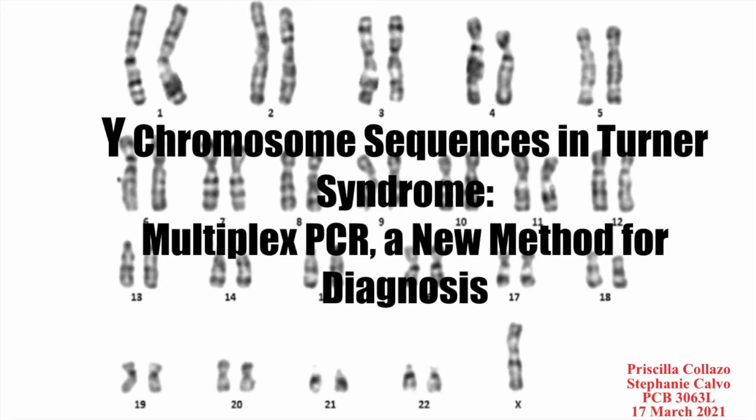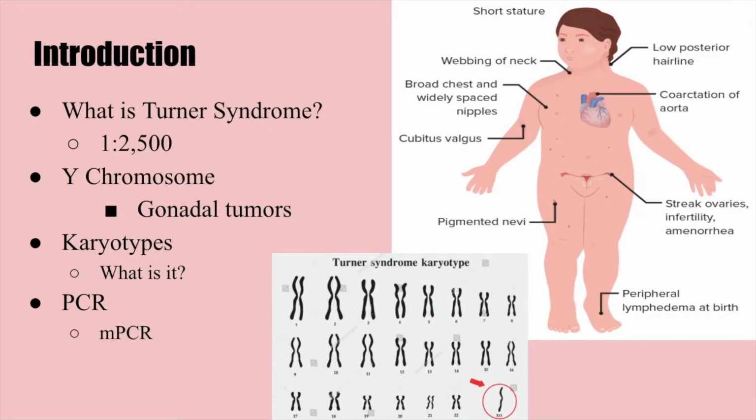And today we will be doing a presentation on a research paper titled Y Chromosome Sequences in Turner Syndrome, Multiplex PCR, a New Method for Diagnosis. This research paper will discuss what Turner Syndrome is, as well as a new method to identify the Y chromosome fragments that can be found in individuals with Turner Syndrome, as opposed to the old method, which was known as karyotypes.